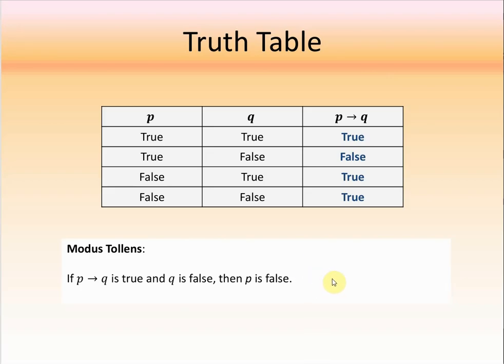So if P implies Q is true and Q is false, then that means that P also has to be false. That right there is a lot of how the hypothesis test works in a general sense. It's this logical piece with a lot of statistics stuff sitting on top.